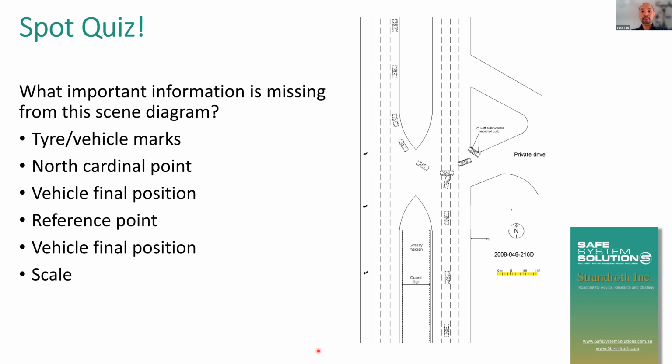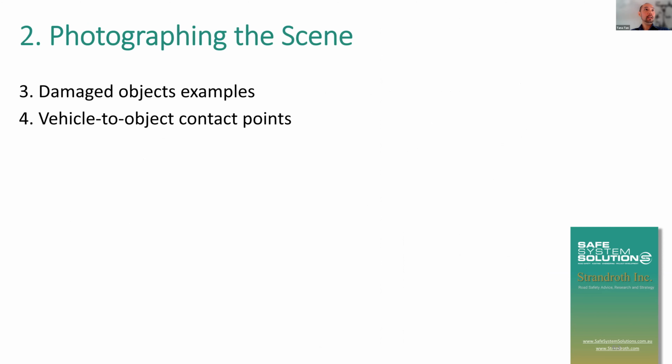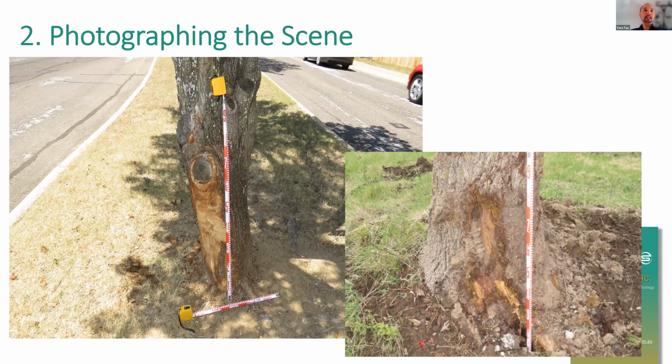And this is, I'm just going to give you some examples and tips on how to photograph damaged object examples and vehicle to object contact points. Over here, we had a vehicle that had contacted this tree here in question. What I always encourage people to do is grab measuring tapes and go out on site and lean them up against your point of interest. In this case, it's a tree. So they'll give you a scale.